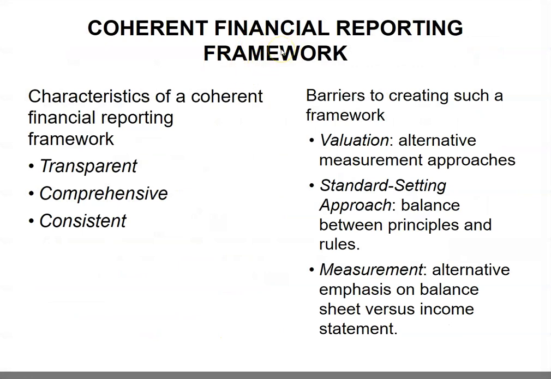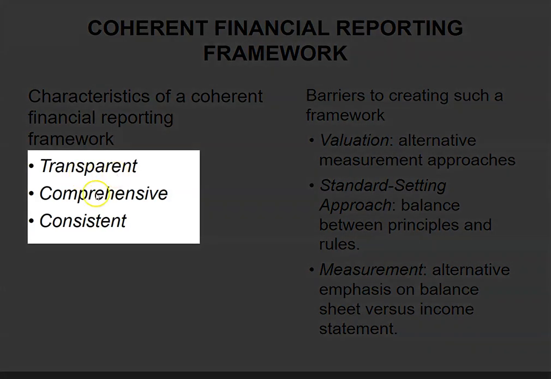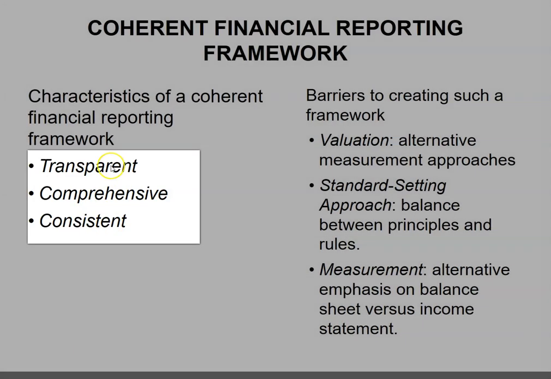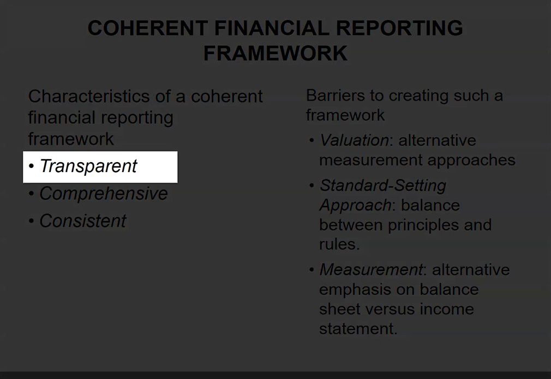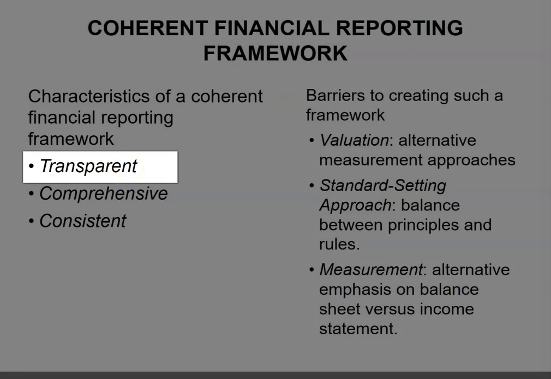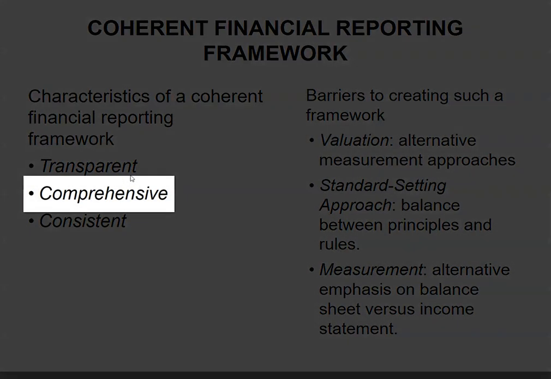It is essential for any financial reporting framework to be coherent. A coherent financial reporting framework has three characteristics. It is transparent, it is comprehensive, and it is consistent. Transparency is achieved through full disclosure and fair presentation. Transparency means that users of financial statements are able to understand the underlying economic reality of the business from the financial statements. A financial reporting framework is considered comprehensive if it encompasses the full spectrum of transactions that have financial consequences. These transactions can be existing or newly developing ones.